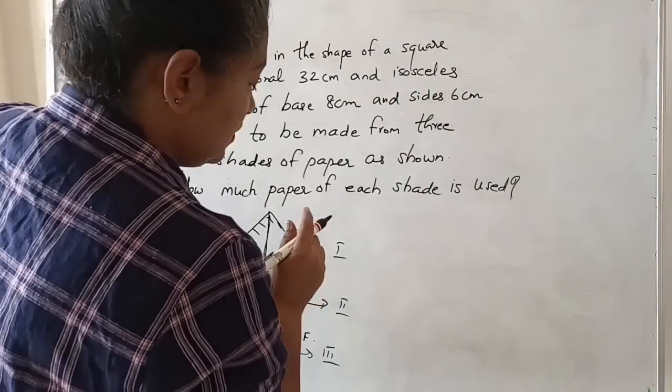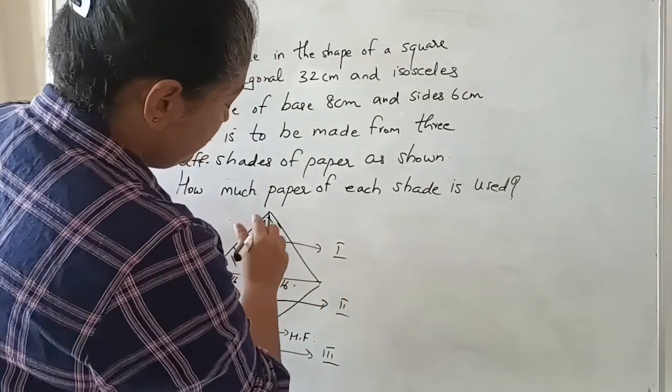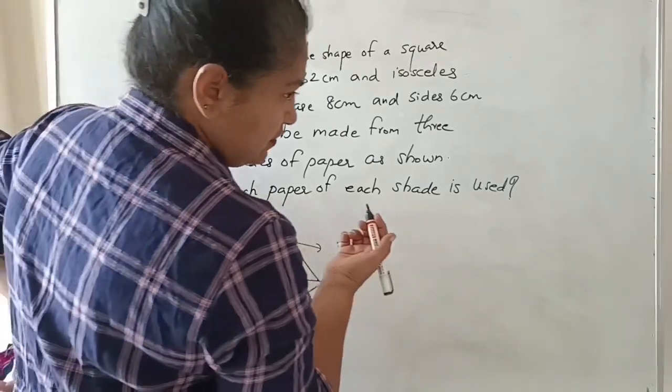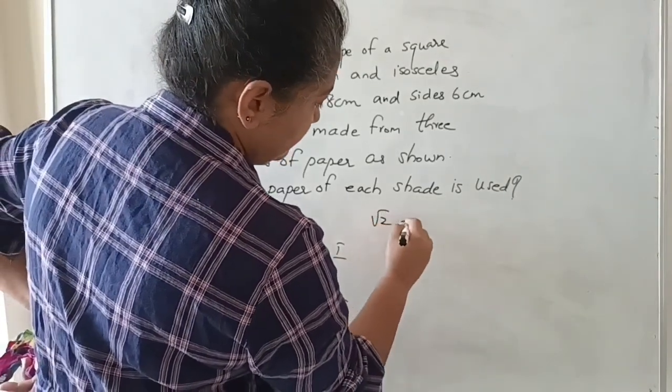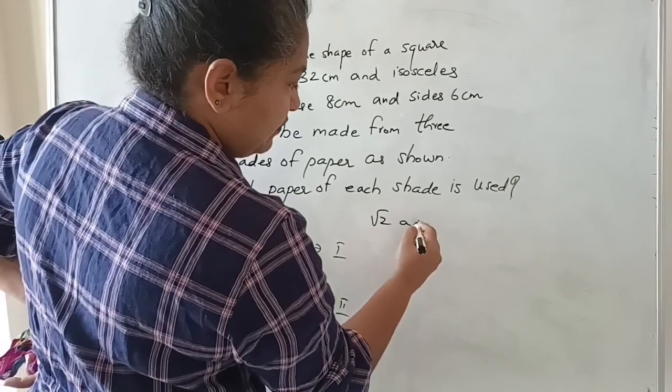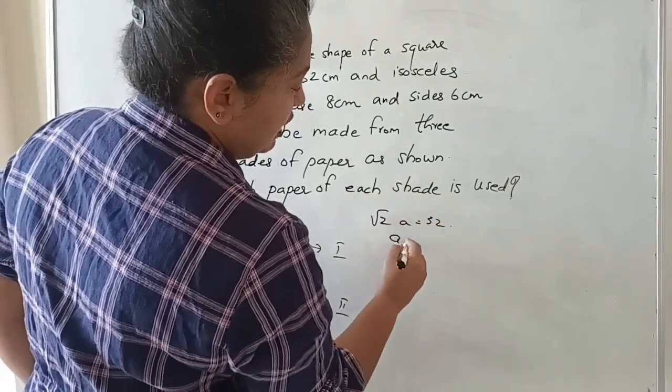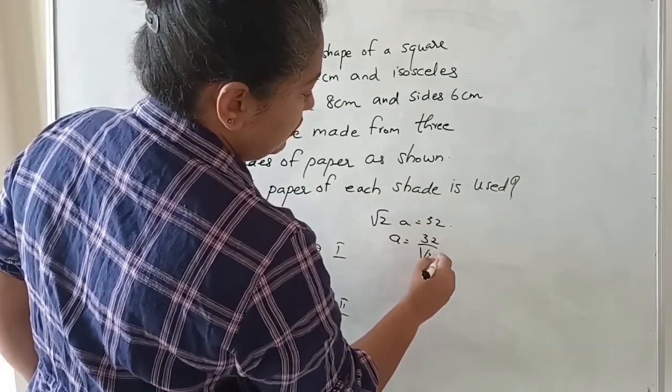Now here you know that the diagonal of a square is root 2 a, where a is the side of the square. This is equal to 32. So what's the value of a? The value of a is 32 by root 2.